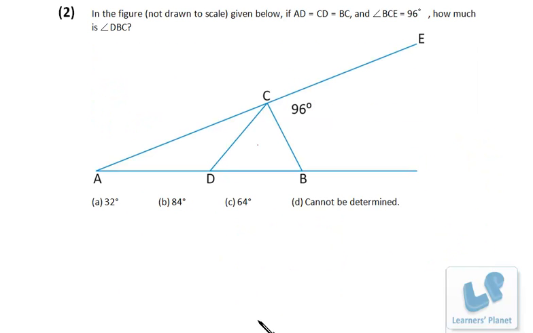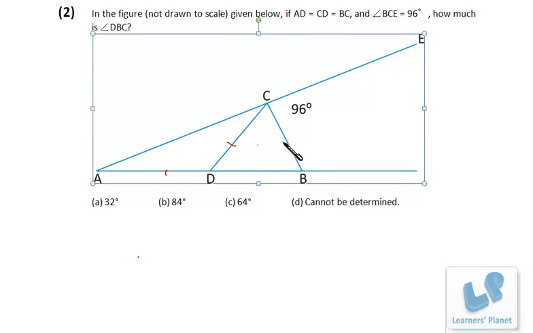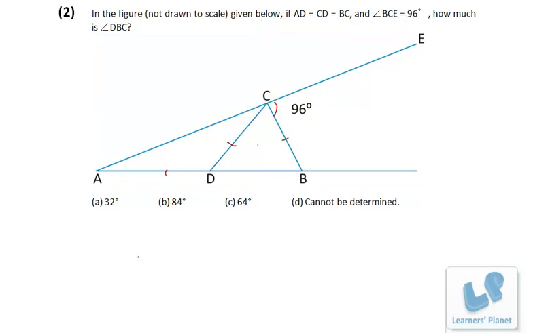Now friends, let's try this problem. Here AD, CD and BC are all of equal lengths, and angle BCE is 96 degrees. And we have to find angle DBC. DBC, that is this angle.